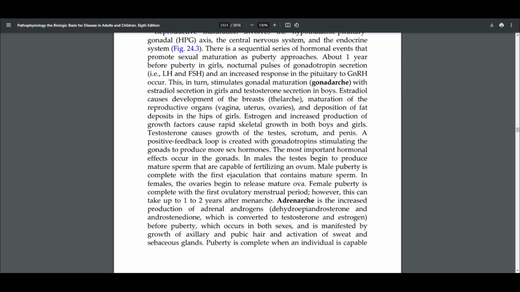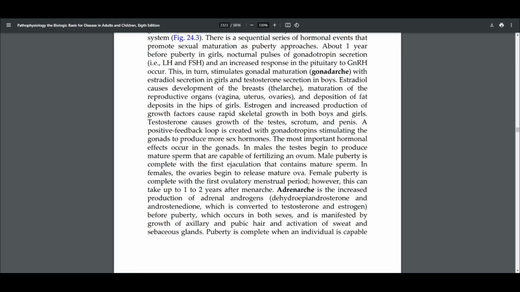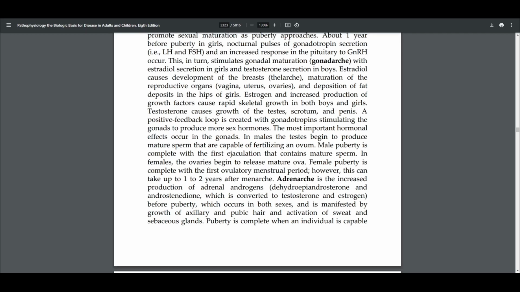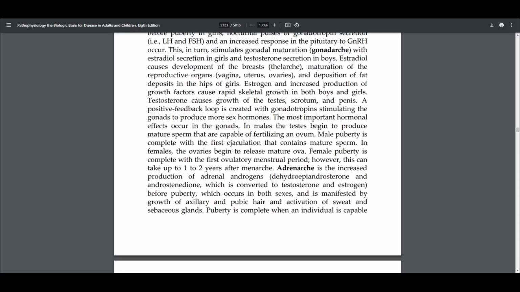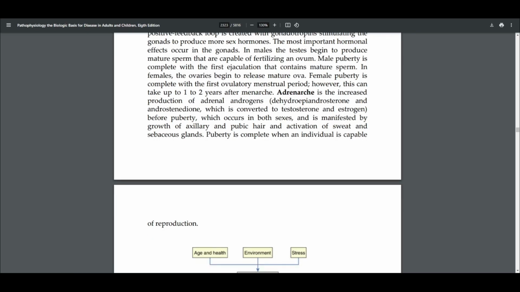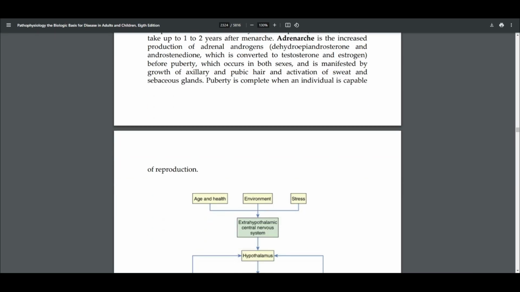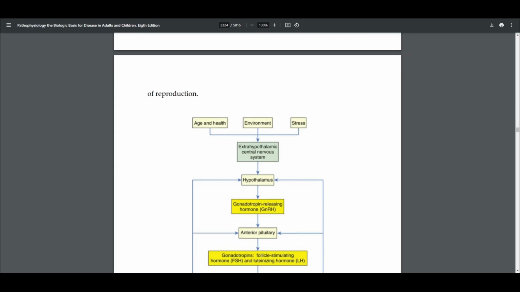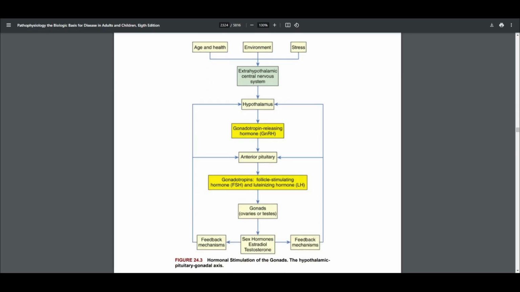Adrenarche is the increased production of adrenal androgens before puberty, which occurs in both sexes, and is manifested by growth of axillary and pubic hair and activation of sweat and sebaceous glands. Puberty is complete when an individual is capable of reproduction. So here we're taking a look at the hormonal stimulation of the gonads, the hypothalamic pituitary gonadal axis. It's a good spot to hit pause if you're unfamiliar or need a refresher from your anatomy.